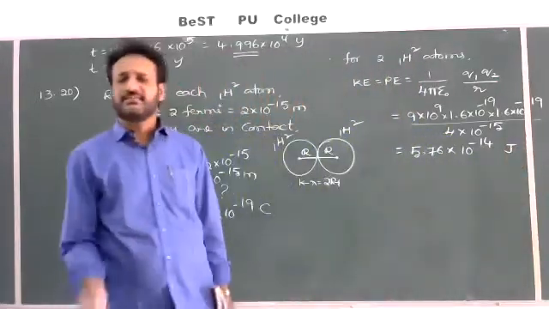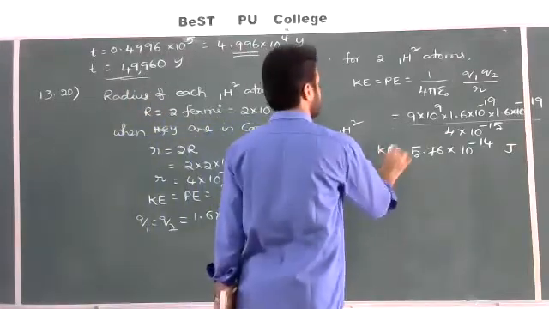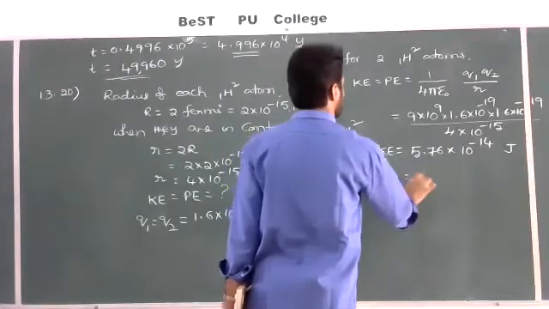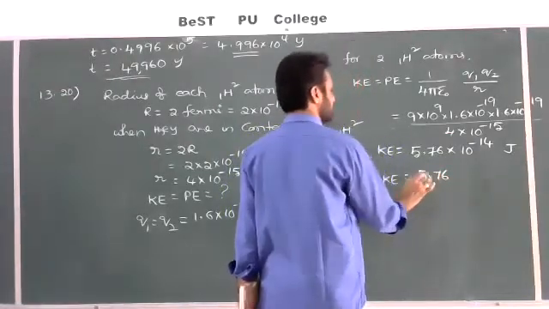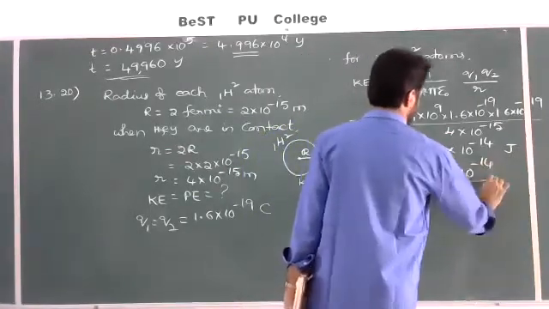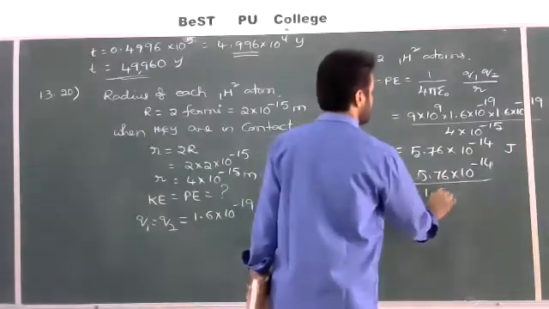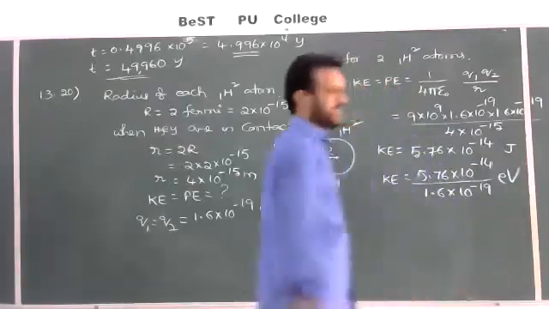If you want to convert the value into electron volt, I'll convert this value. So KE or PE, therefore, K is equal to 5.76 into 10 to the power of minus 14, and 1 joule is equal to 1 by 1.6 into 10 power minus 19 electron volt.